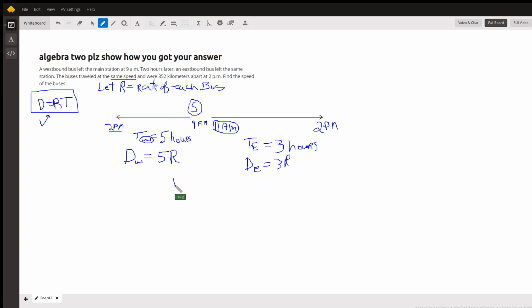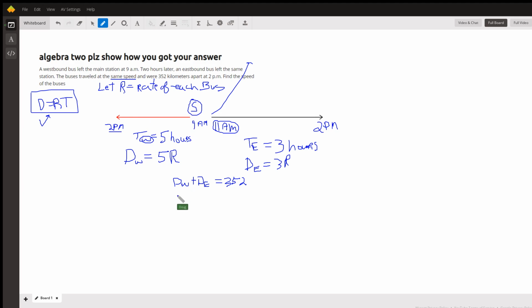And we know that the distance of the westbound bus plus the distance of the eastbound bus is 352. That's how far apart they are. Since they're traveling horizontally, I can just add these distances together. If they were traveling not eastbound and westbound, but at an angle, then we'd have to do something different. But since they're traveling away from each other on a horizontal line, this distance plus this distance equals 352.